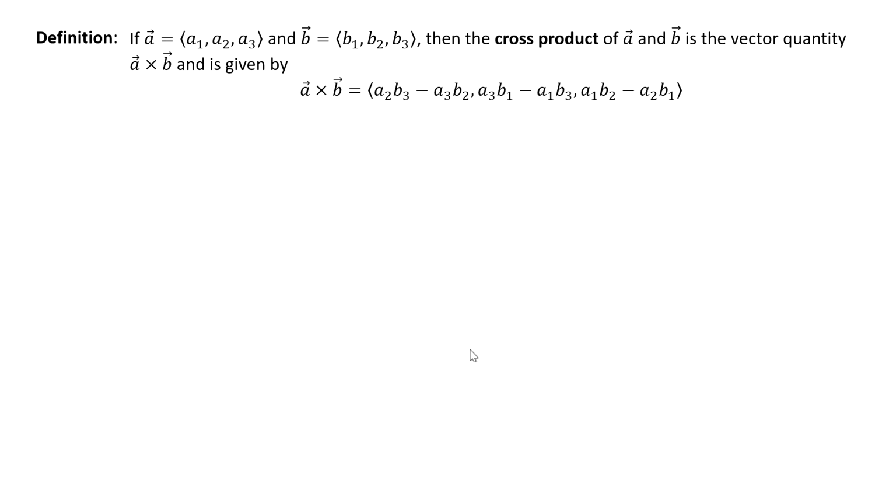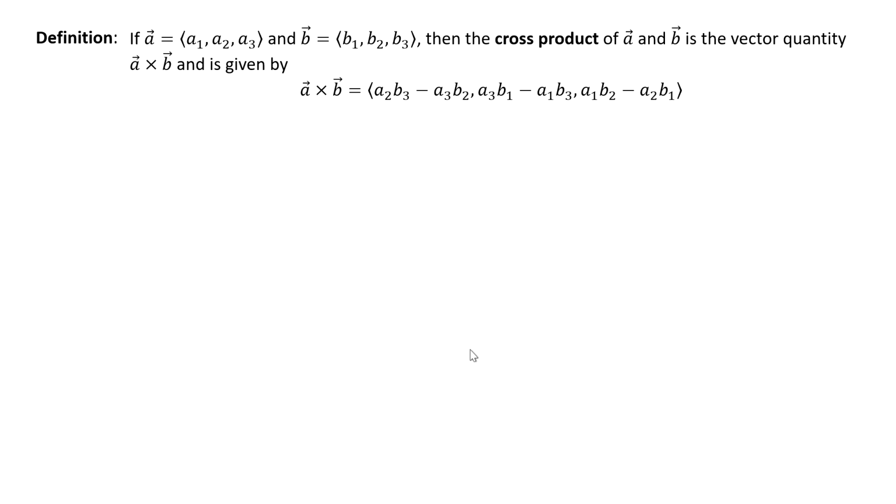Definition. If vector A equals A1, A2, A3, and vector B is equal to B1, B2, B3, then the cross product of vector A and vector B is the vector quantity A cross B, and is given by A cross B is equal to, right? That form of A2B3 minus A3B2 is the first component, the X component, and A3B1 minus A1B3 is the Y component. That somehow doesn't look all that familiar, right?